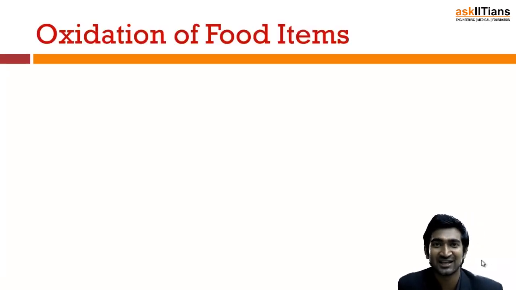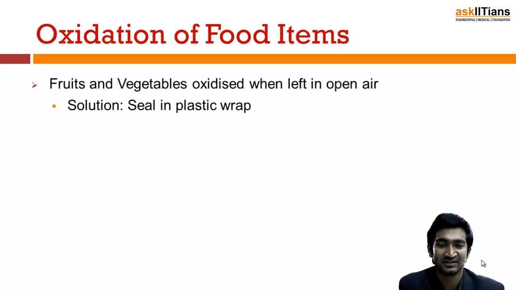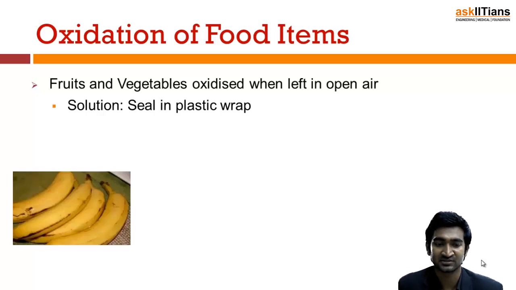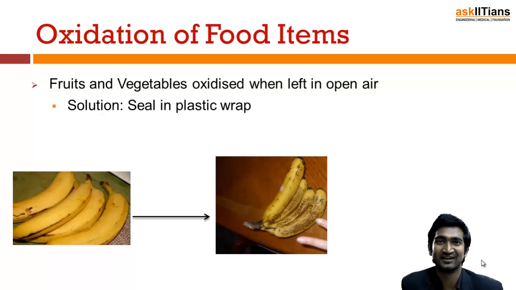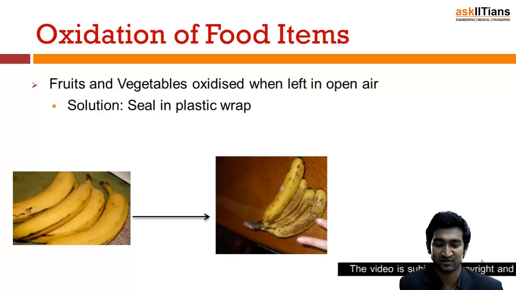You must have seen examples where foodstuff gets oxidized and spoiled. Fruits and vegetables get oxidized whenever they are left in the open air. And what is the solution? We seal them in a plastic wrap or keep them in a totally isolated container, right? That is one of the examples of redox reaction where oxidation is the process. You must have seen bananas get spoiled this way. So this is oxidation of food items.